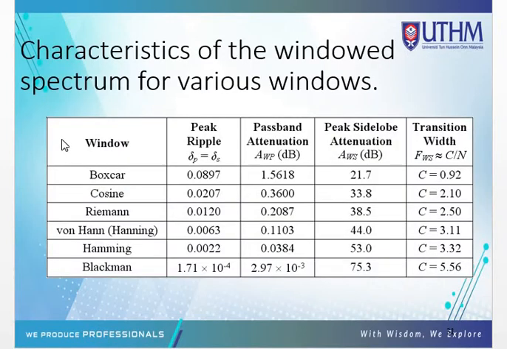And this is the characteristic of the window spectrum for different types of windows, such as the boxcar, cosine, Riemann, Hanning, and Blackman. Each of them has its own peak ripple, pass band attenuation, peak side lobe attenuation, and transition width. So this is the number. So this is the characteristic of the window spectrum.